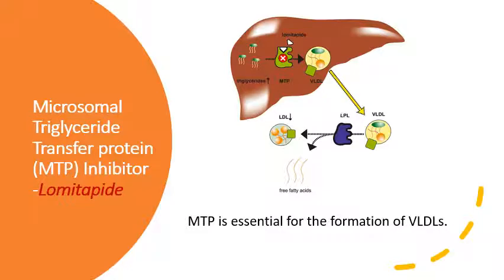The other novel group of drugs is microsomal triglyceride transfer protein inhibitors. So we have a drug called lomitapide under this classification. Microsomal triglyceride transfer protein is essential in the formation of VLDL. So inhibiting this protein causes decreased VLDL synthesis.